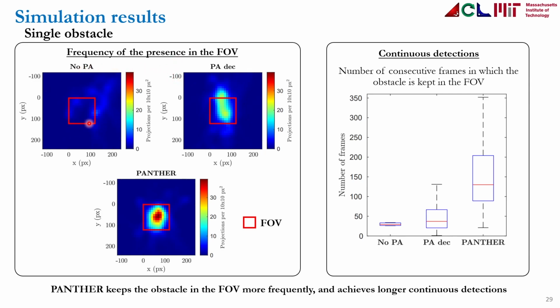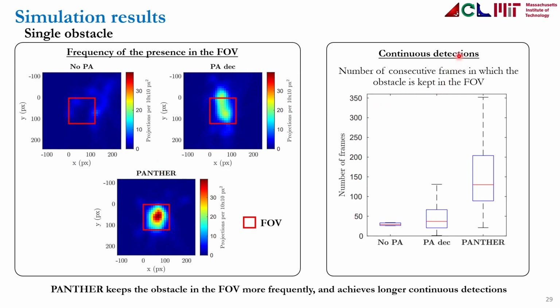So here you have in all these plots the image plane, and this first plot is an approach that is not perception aware. This second one is an approach that is perception aware but decouples translation and yaw. And this third approach is our approach, PANTHER, which jointly optimizes both translation and yaw. And in red, you have the field of view. So as you can see, PANTHER is able to keep the obstacle in the field of view much more frequently than these two other approaches.